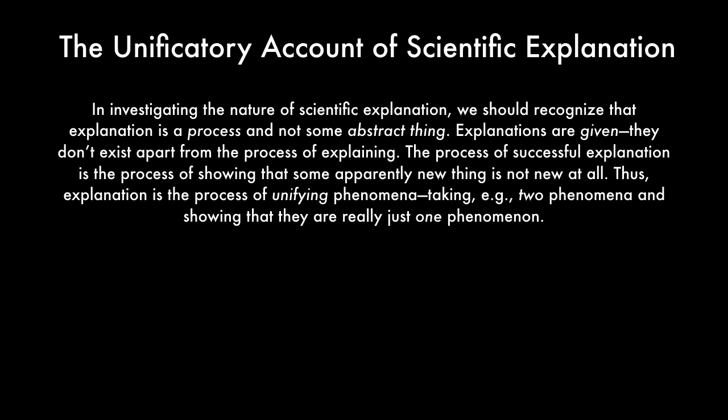Kitcher takes these insights and develops what's known as the unificatory account of scientific explanation. According to Kitcher, in investigating the nature of scientific explanation, we should recognize that explanation is a process and not some abstract thing. Explanations are given in practice. They don't exist apart from the process of explaining, as, for example, the DN model claimed. The process of successful explanation is the process of showing that some apparently new thing is not new at all. Thus, explanation is the process of unifying phenomena, taking, for example, two phenomena and showing that they are really just one phenomenon, or that one of the phenomena is actually just a manifestation of the other.